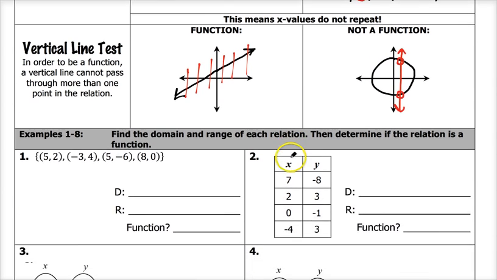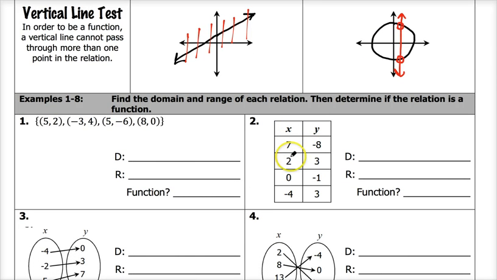So here in examples 1 through 8, I've given you some different representations of relations. And so in these, we're going to first of all find the domain and range of each, and secondly, tell whether or not each relation is a function. So for the domain and range, if they're discrete relations, meaning they're just regular sets of ordered pairs, we just list those values in order from least to greatest in braces.